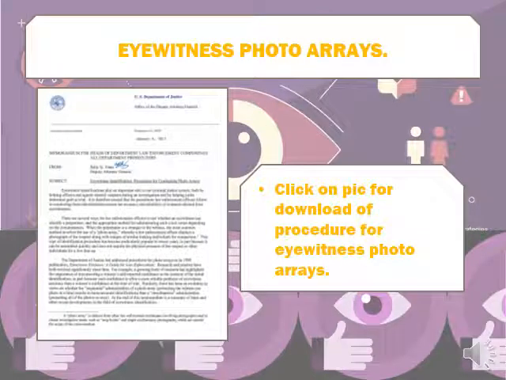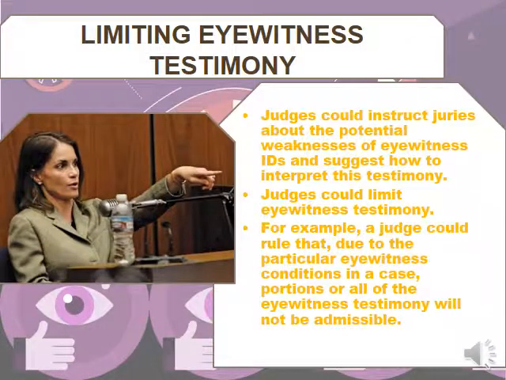So here it is. Here's a download for eyewitness photo arrays. You click on that, it'll bring you to an initial memo that was sent back in 2017, U.S. Department of Justice, and it kind of lays out what is needed in terms of the procedures for conducting photo arrays. So now, judges could instruct juries about the potential weakness of eyewitness IDs and suggest how to interpret this testimony.